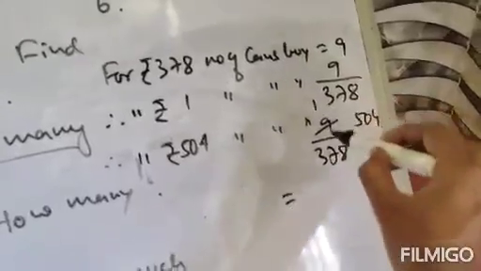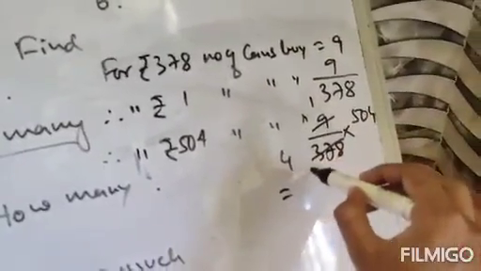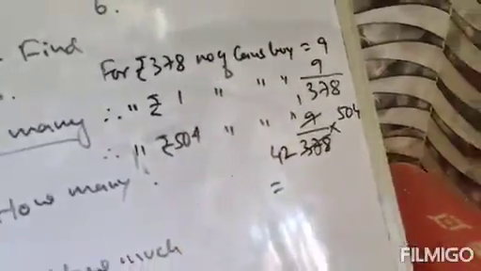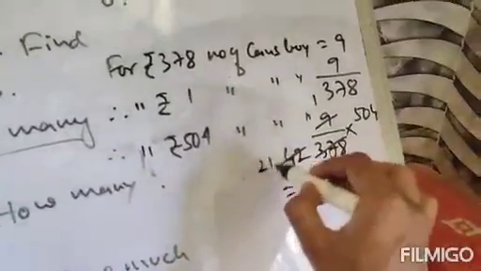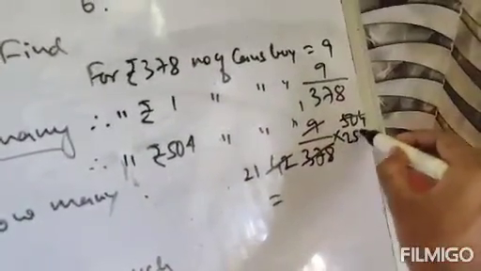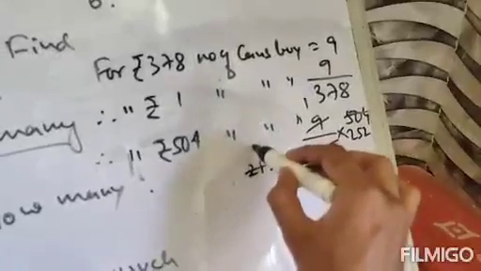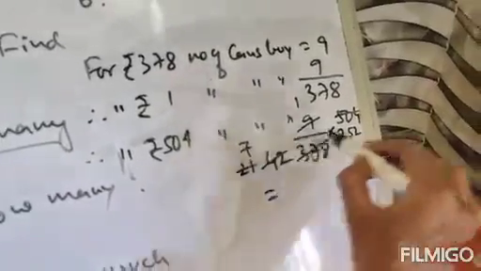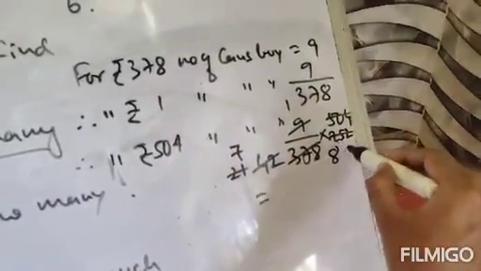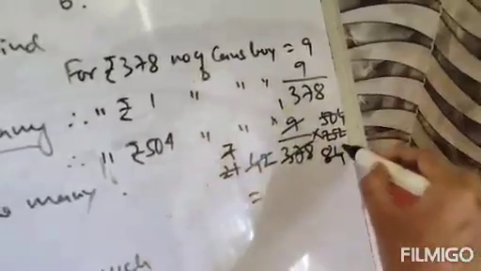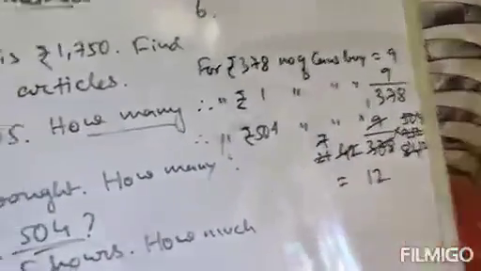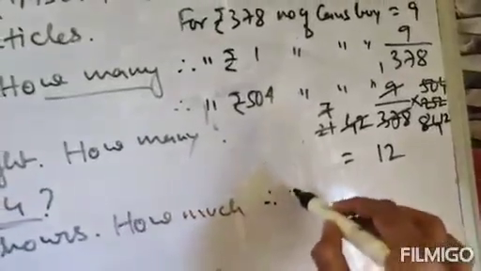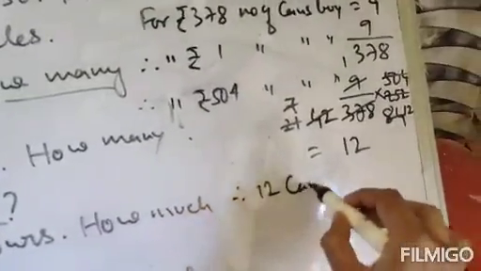Reduce it with 9. 9 ones are 9. 9 fours are 36. 9 twos are 18. Next, reduce it by 2. 221, 252. Reduce it by 3. 3 sevens are 21. 84. 7 12s are 84. That means your answer is 12. So you can buy 12 cans. Your right answer, 12 cans.